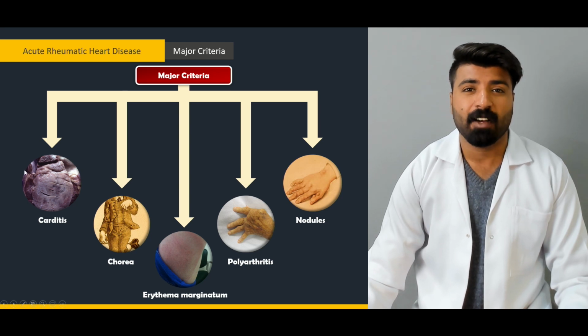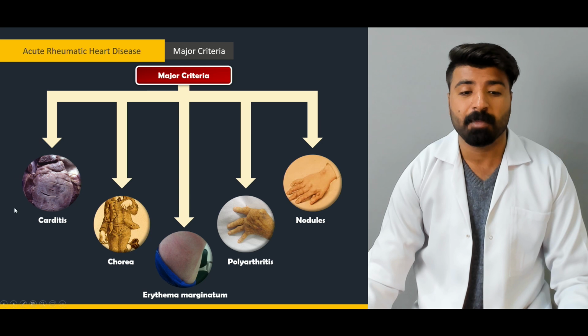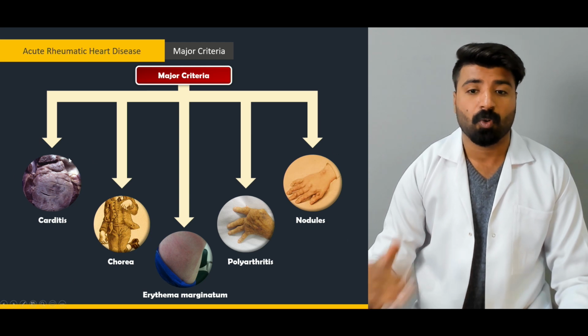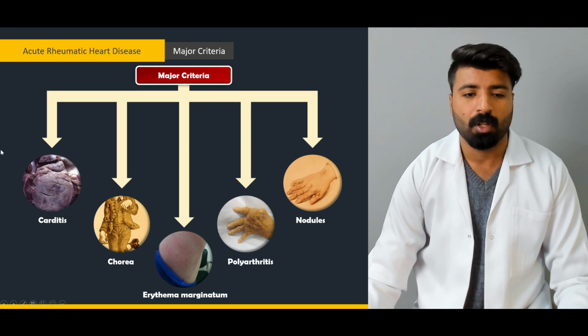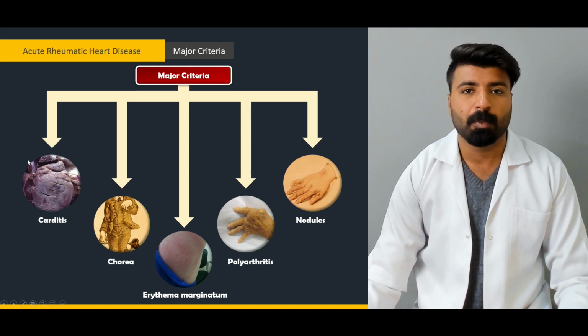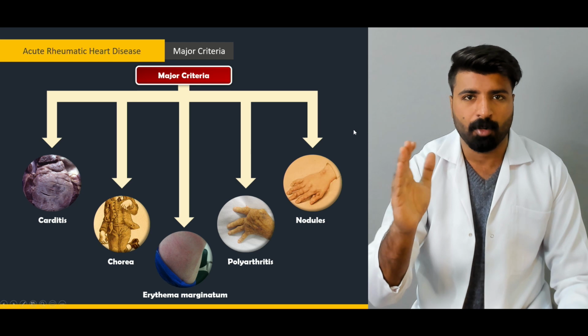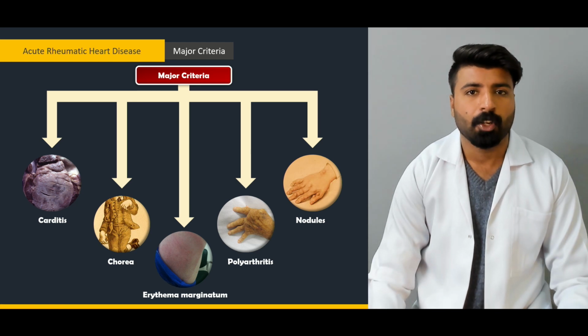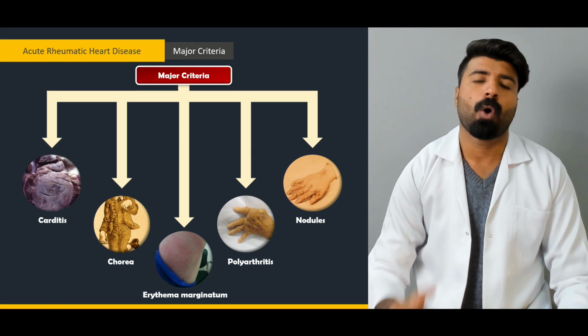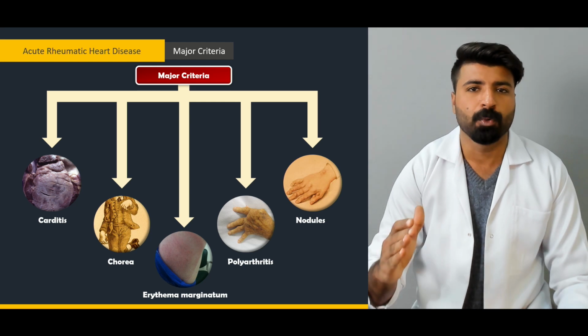So these 5 are the major criteria. These 5 are the major consequences of acute rheumatic heart disease. And this is how it is diagnosed. A patient will be suffering from all of these or at least some of these, and you will get to the diagnosis that this patient is suffering from acute rheumatic heart disease.